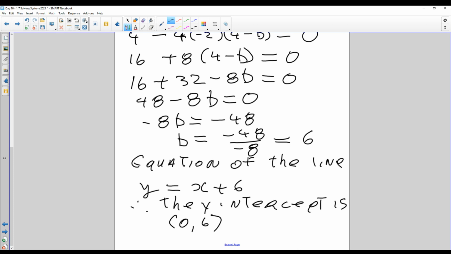Done. But they also asked for the point of intersection. We know it does intersect at one point, but we don't know what that point is. So let's quickly work that out. I should just throw that over to you and say you work it out. In fact, why don't we do that?